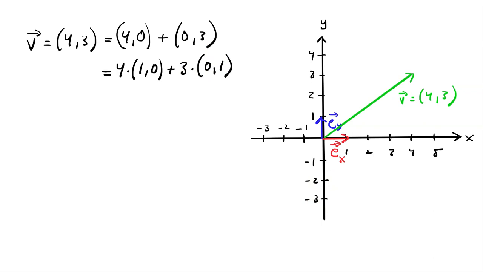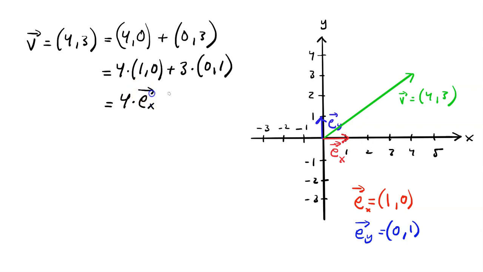But then we see the components of EX, what is that? That is just a vector pointing one step in the x direction and 0 in the y direction. And EY is just a vector pointing one step in the y direction and 0 steps in the x direction. So we have the components here of those vectors. But we see that's just those vectors here. So we see here that we have 4 times EX, and here 3 times EY.